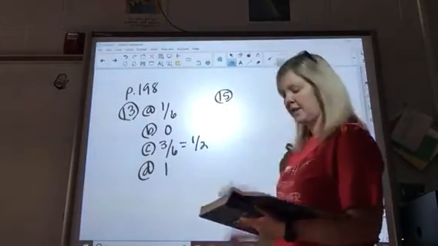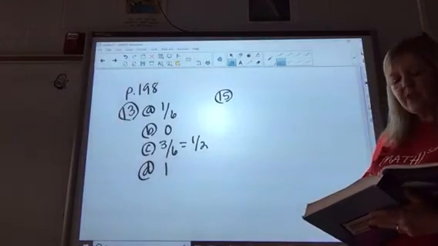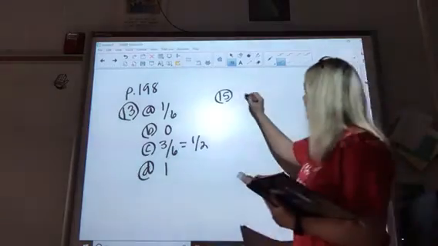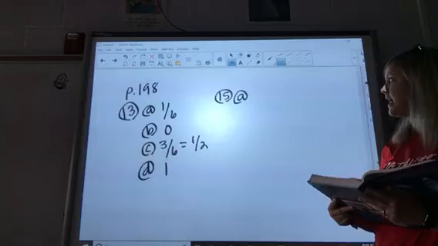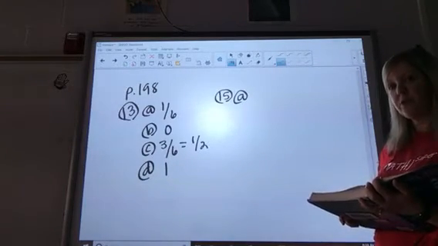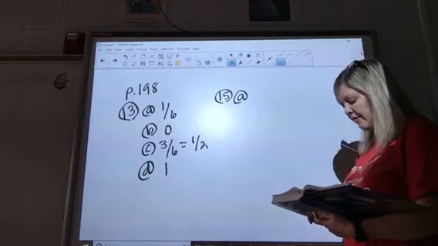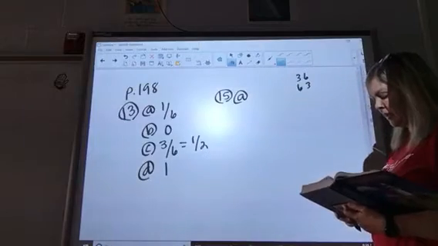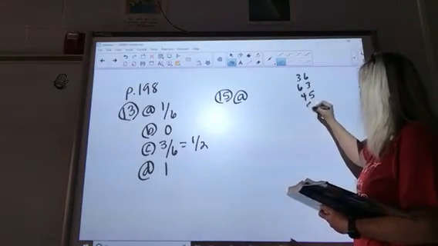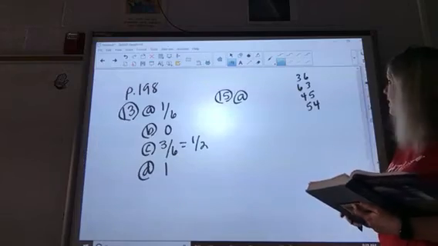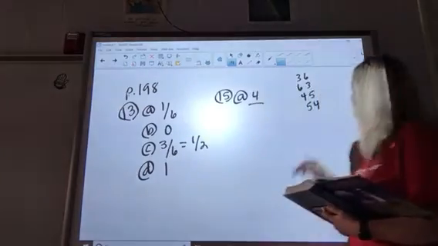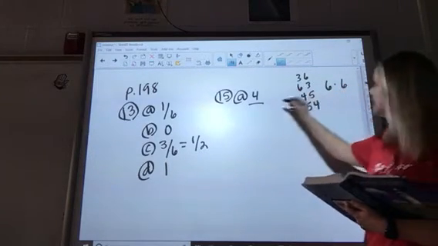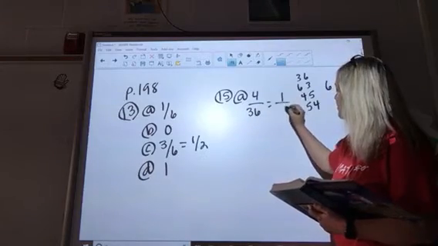Okay, let's go to 15. 15 says, this time we're rolling 2 dice, one at a time. Find the probability of getting these. Alright, so this time we got 2 dice, and part A asked me for a sum of 9. If I'm going to get 9, I could roll a 3 and a 6, a 6 and a 3, a 4 and a 5, a 5 and a 4. So that's 4 possibilities out of 6 outcomes times 6 outcomes, because I have 2 dice. So that reduces to 1/9.